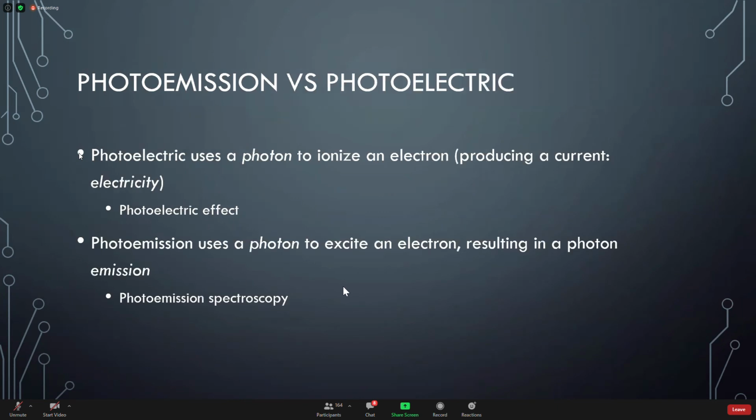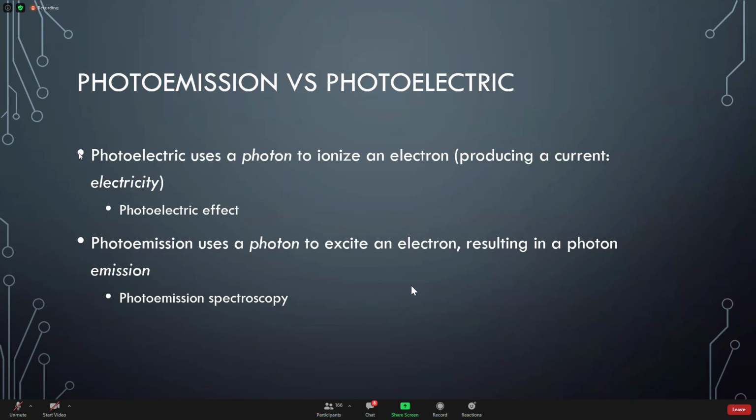So moving to the next slide, it's really important to keep straight the difference between photoemission and photoelectric. Both of these involve photons, obviously, so that's why we got that photo prefix. But the photoelectric effect uses a photon to completely ionize an electron. So we produce that current, which is electricity. That's how I like to remember it: it's the photoelectric effect because we're making electricity, the electron fully leaves. Whereas in photoemission, we're still using a photon, but we're only exciting the electron, not fully ionizing it. And that in turn results in photon emission. That emission is why we call it photoemission spectroscopy.